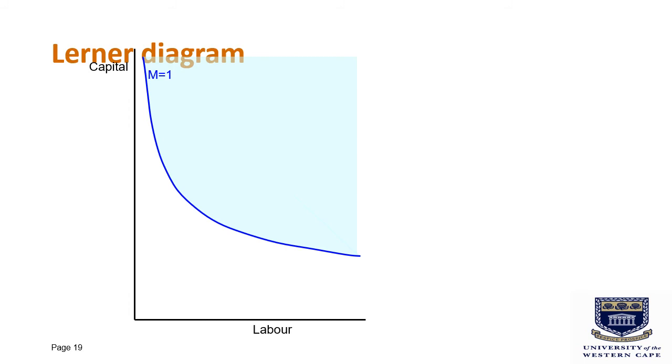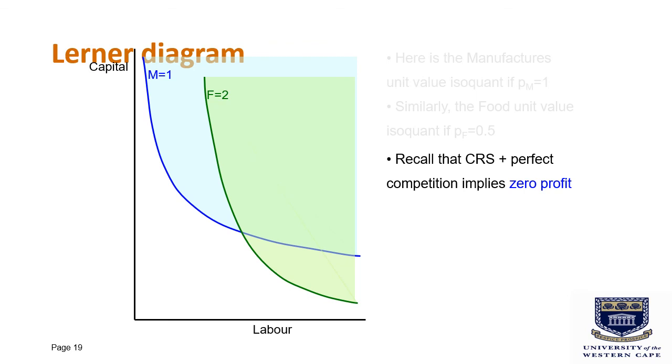Then we're going to assume that the food price is equal to half, and that will force the quantity value, the unit isoquant value of food, to equal 2. Remember, half times 2 is going to be equal to 1. We need to keep that value steady at 1.